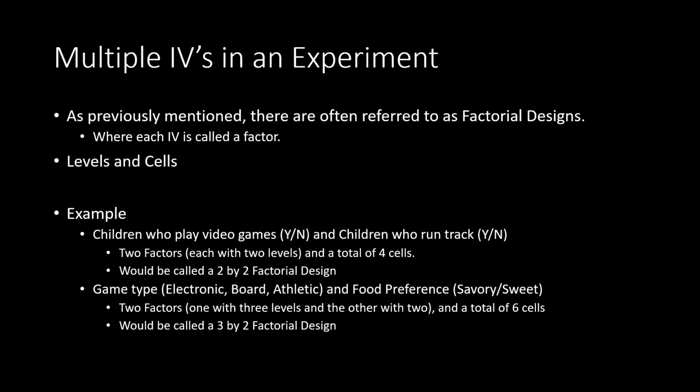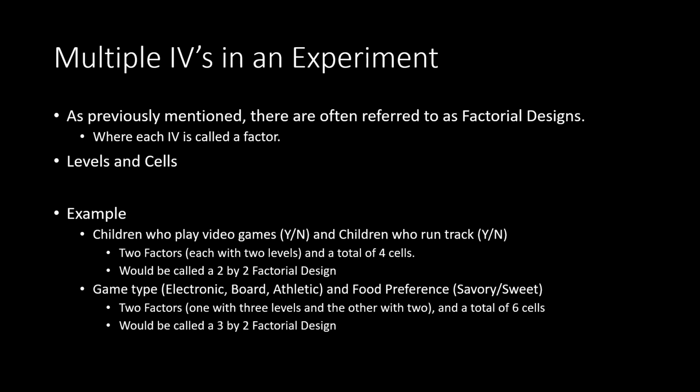So we would say we have two factors. Each of these factors has two levels, right? So the games factor, people either play video games or they don't, right? There are two levels there. And we have children who either run track or do not run track. And so again, we have two levels. And so this leads to a total of 4 cells.